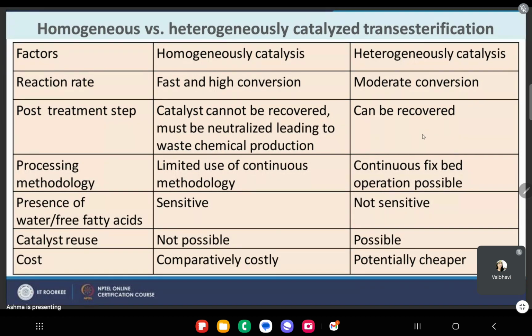Next is processing methodology. We have limited use of continuous methodology in homogeneous catalyst, but in heterogeneous catalyst, continuous fixed bed operation is possible. Next is presence of water or free fatty acid. Homogeneous catalysts are very sensitive to presence of free fatty acid because formation of soaps takes place. But heterogeneous catalysts are not sensitive to free fatty acid. Catalyst reuse is not possible in homogeneous catalysts, but it is possible in heterogeneous catalysis. Next is cost. Homogeneous catalysis is costlier as compared to heterogeneous catalysis.